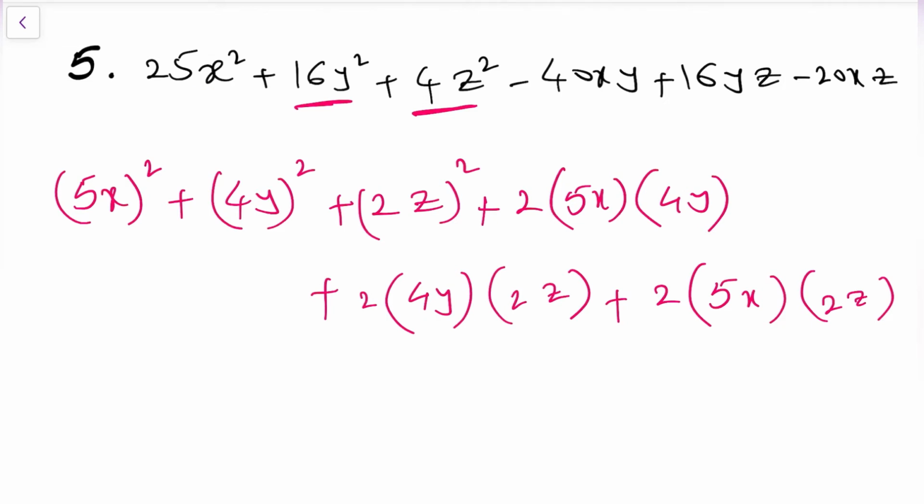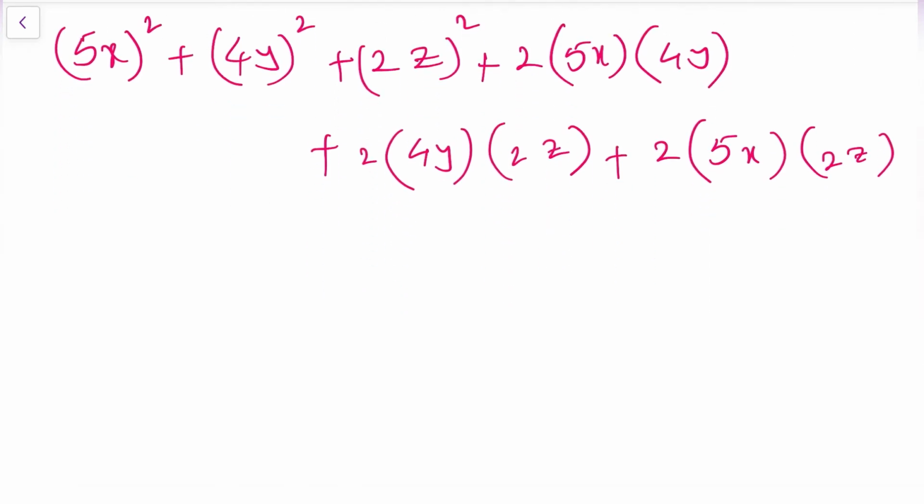After writing the final step, I will decide where we need to keep that symbol. Let us check now. This is a square plus b square plus c square plus 2ab plus 2bc plus 2ca formula. That is nothing but a plus b plus c whole square. So a is 5x and b is 4y and c is 2z whole square. So this is a plus b plus c whole square formula.